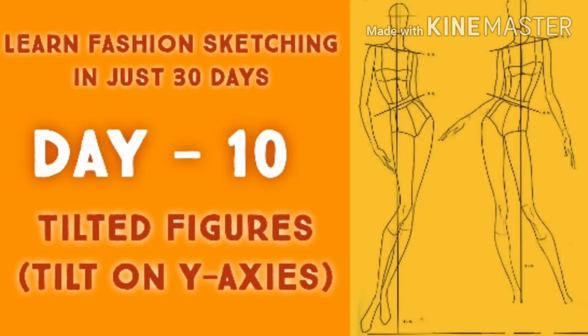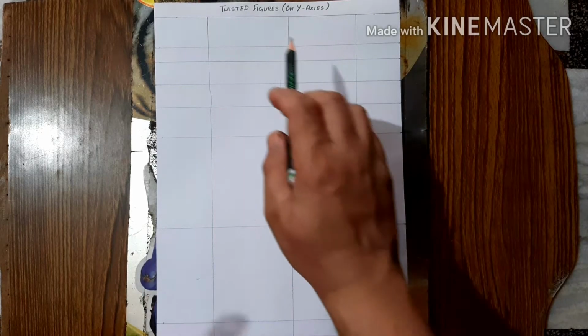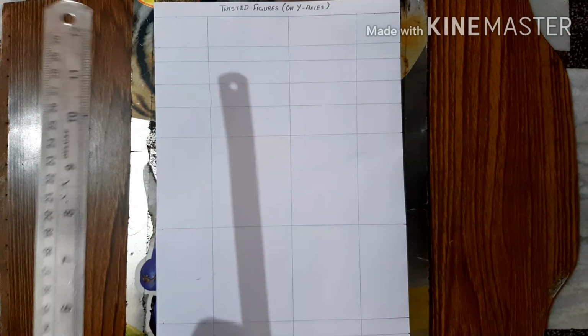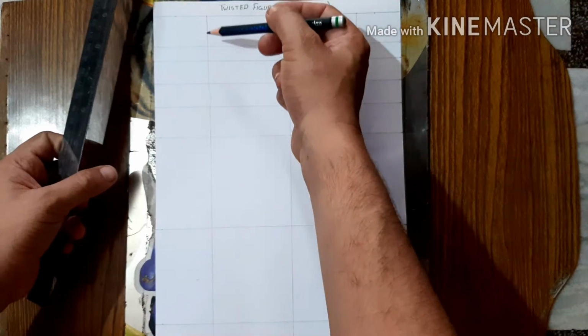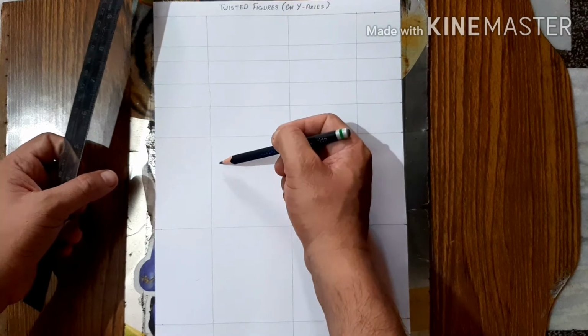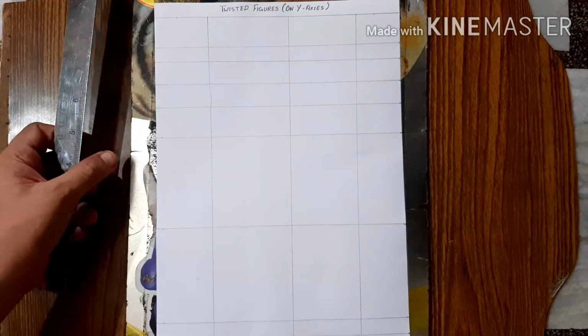Our today's topic is tilted figure on y-axis. In previous class, we have learned about the tilted figure on x-axis. Now we are learning y-axis. Y-axis means all the vertical lines, and it can be tilted at many positions.